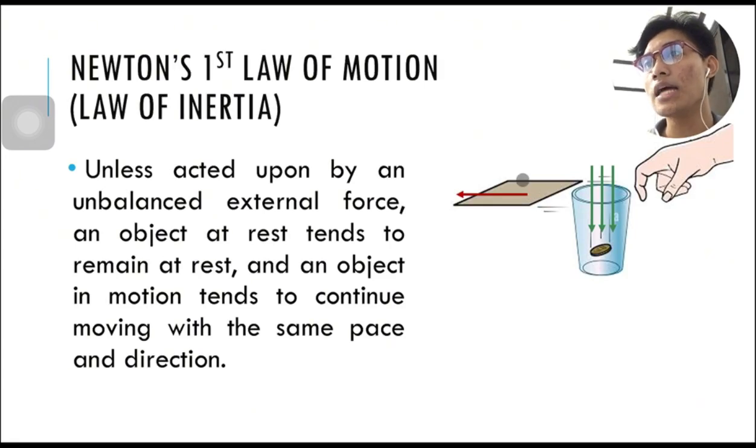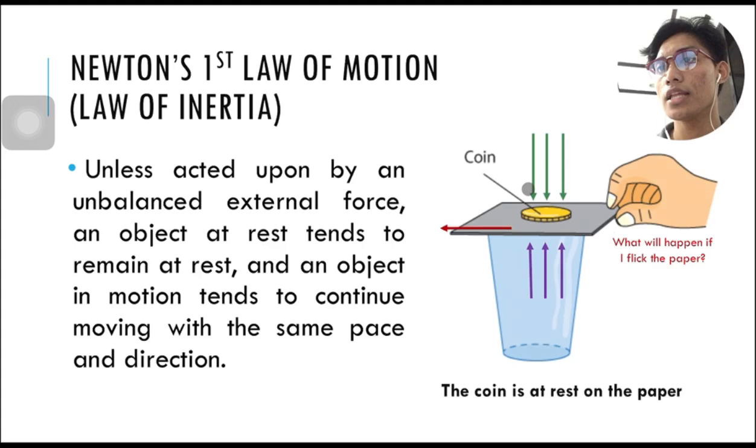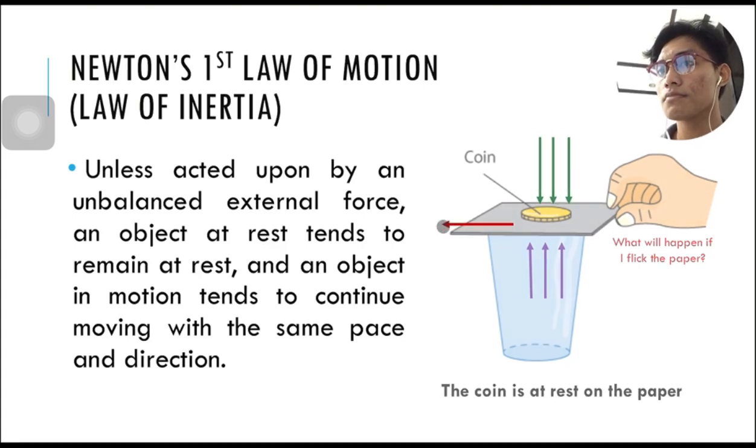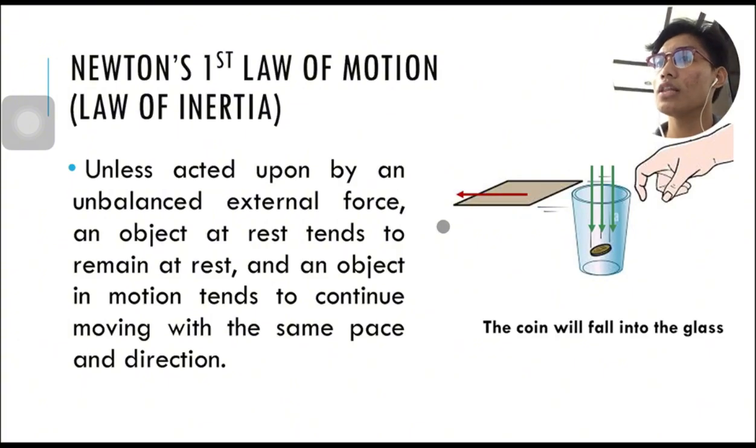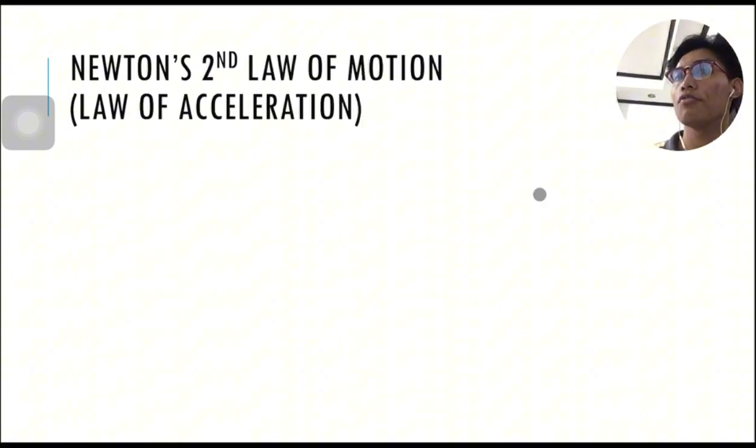Once you flick the paper like this, the coin will fall into the glass. But it just depends on the way you flick the paper. The movement of the coin depends on how you move the paper. Maybe if you flick too hard, the coin will join together with the paper. So we are done with the first law of inertia.